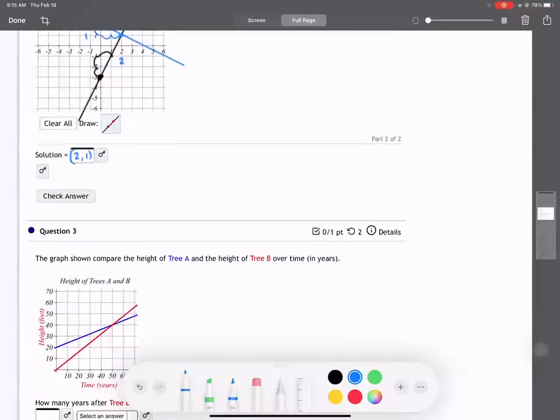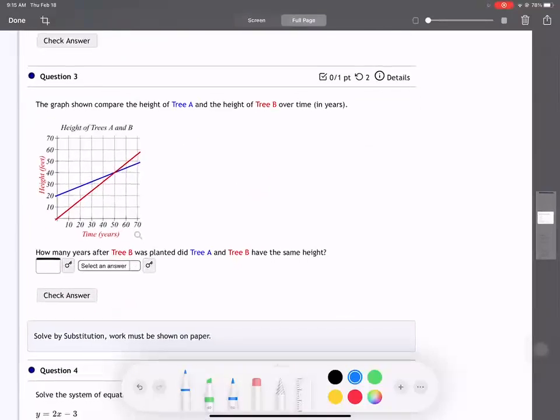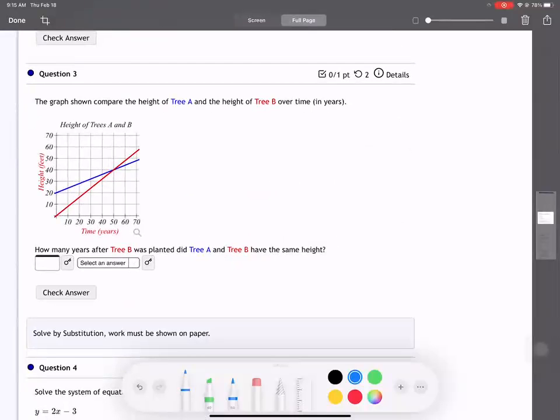Next question. The graph shown compares the height of tree A to the height of tree B over time. How many years after tree B was planted did tree A and tree B have the same height? Okay. How many years after tree B was planted did they both have the same height? So I'm following the chart. So the red is tree B. So here's B, and at a certain point eventually, they're going to both have the same height. So it took them 50 years. Okay, so that's how we read it. 50. And then you have to make sure you put years on the side. If you didn't, they took off some points.